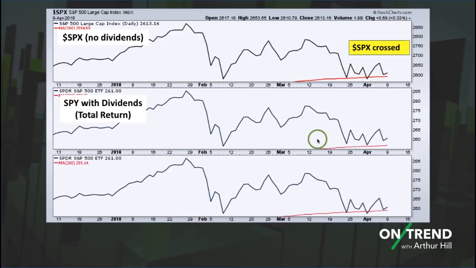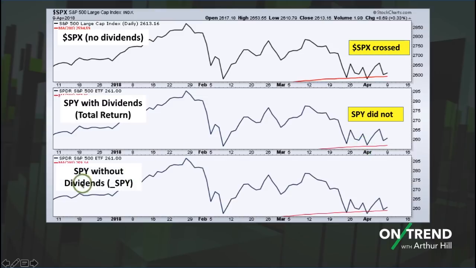Now, here's the catch. If you look at SPY with dividends, you didn't get a close below that 200-day. So it's not exactly like the S&P 500. There was no close below the 200-day in April. And then the bottom window shows SPY without dividends. To do that, you use underscore SPY as the symbol. And you can see we had a close below the 200-day in late March and in early April. So we had two closes below the 200-day for unadjusted SPY. So that's kind of confusing.